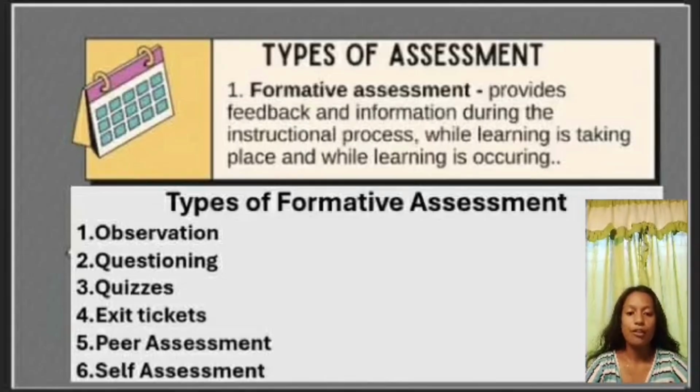There are also types of formative assessment, which are the observation, the questioning, the quizzes, the exit tickets, the peer assessment, and the self-assessment. When we say observation, teachers observe students while they work or participate in class to see how well they understand the lesson. An example is watching the students during group discussions to check if they can apply a new concept.